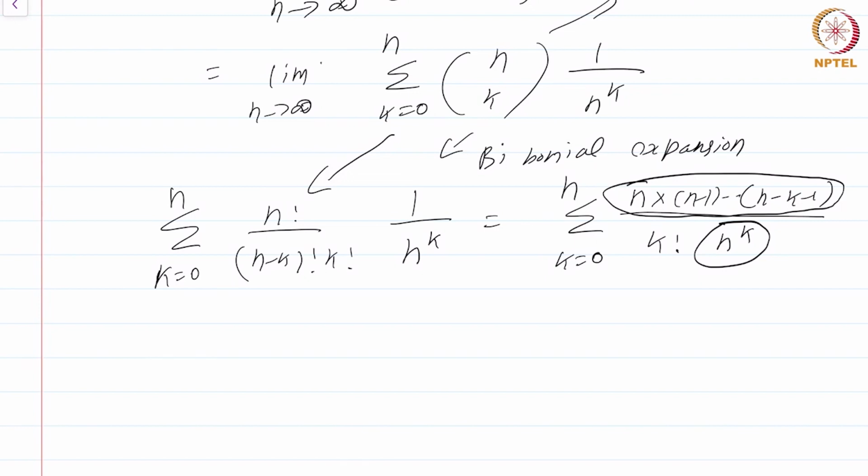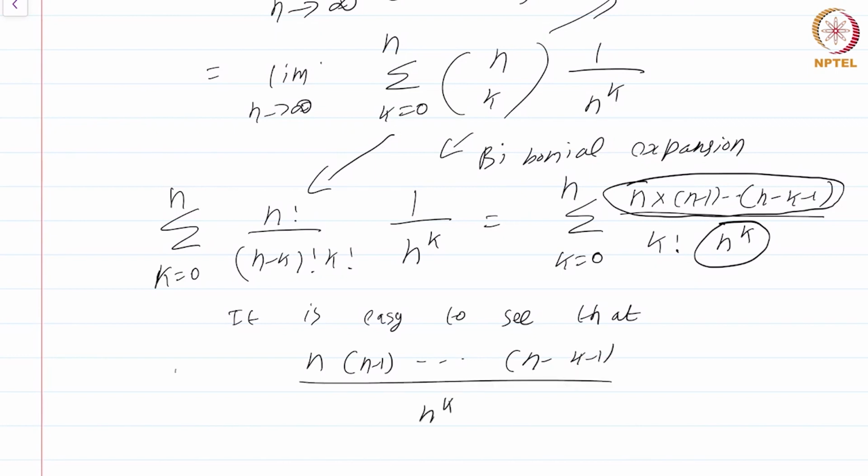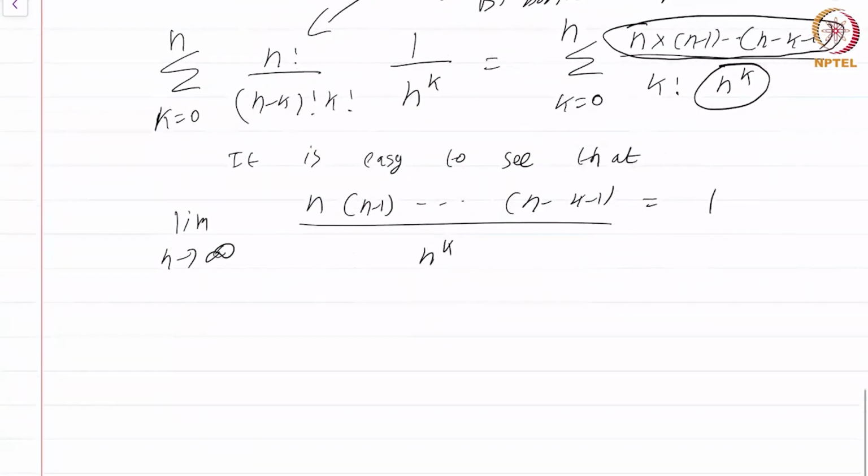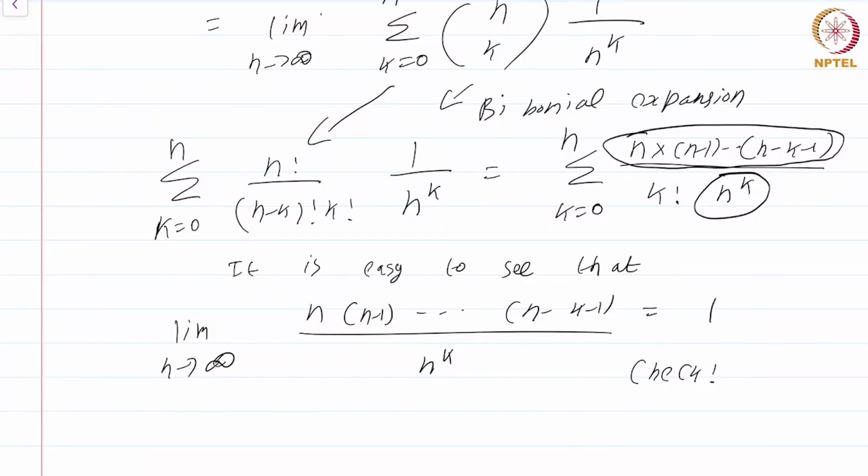So it's easy to see that n into n minus 1 dot dot dot n minus k plus 1 by n power k, as n goes to infinity, is just going to be equal to 1. I leave it to you to check this. This is a fairly easy exercise. Okay, so what we have is summation k equal to 0 to n of some quantity divided by k factorial, and that quantity goes to 1 as n goes to infinity.